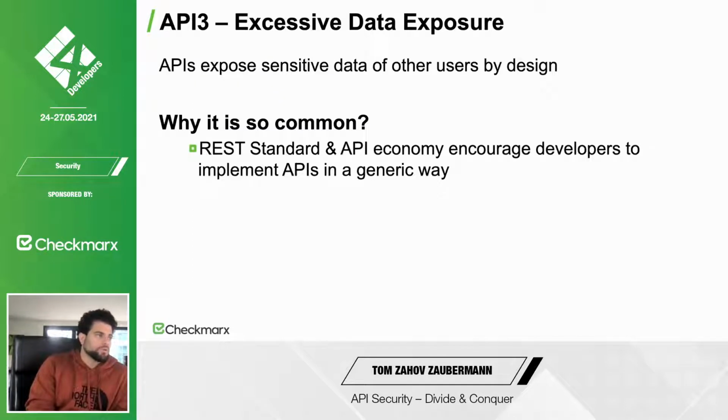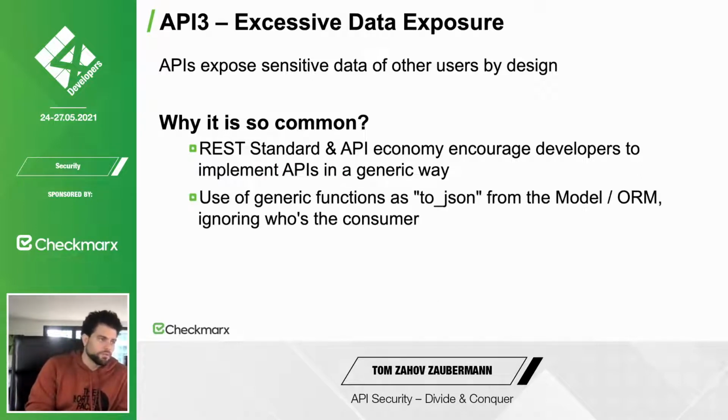Why is it so common as well? REST standards and the API economy encourage developers to implement APIs in a generic way. Try to do it more specifically. Generic functions like toJSON, where you just call a toJSON method and then send it back, are a common cause.